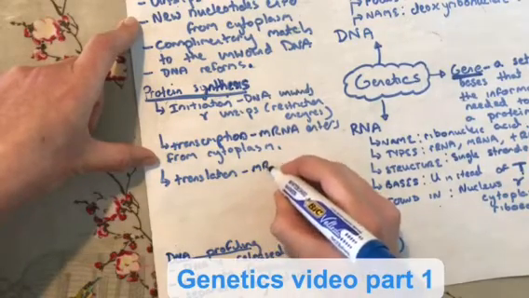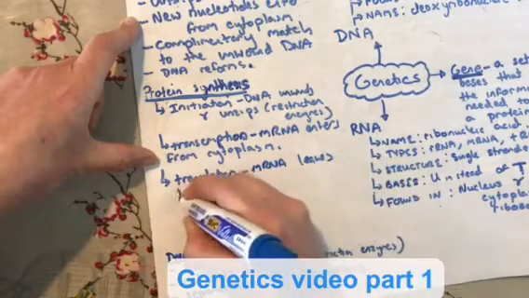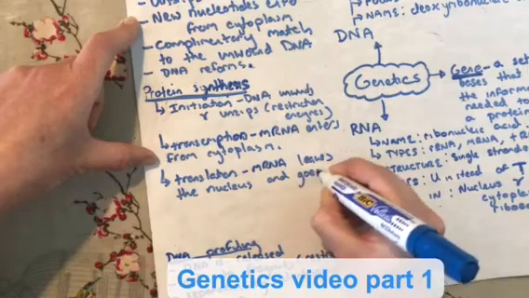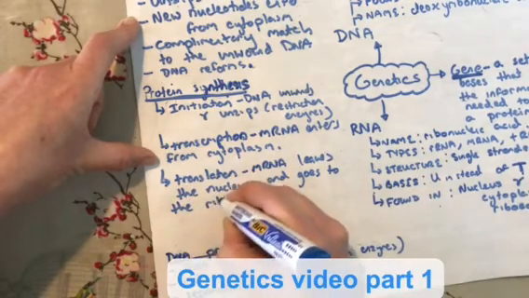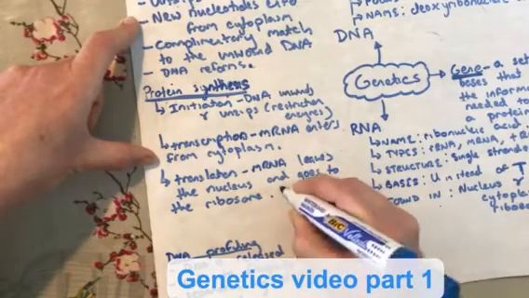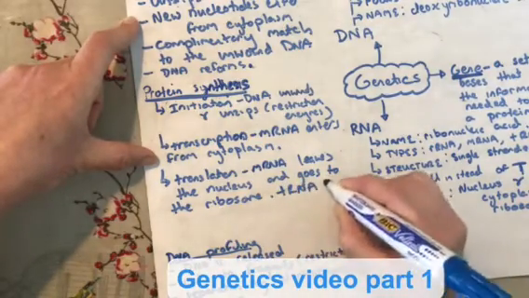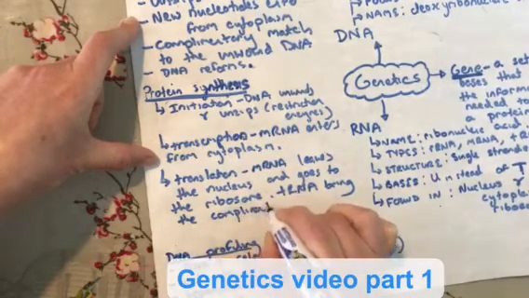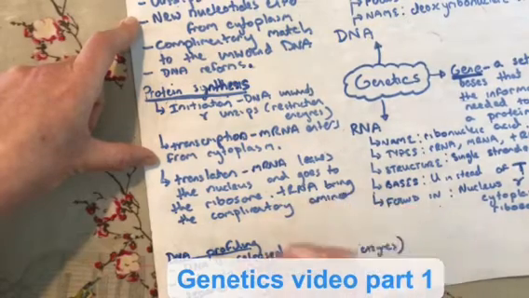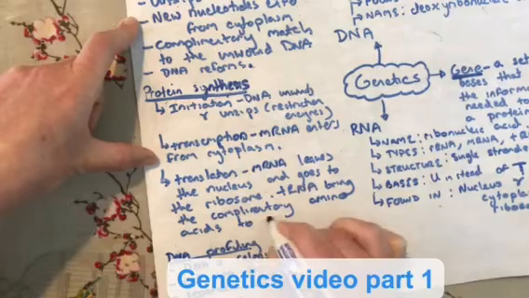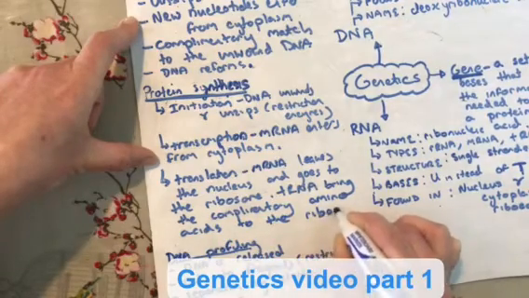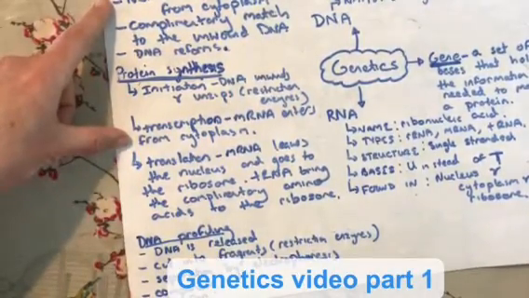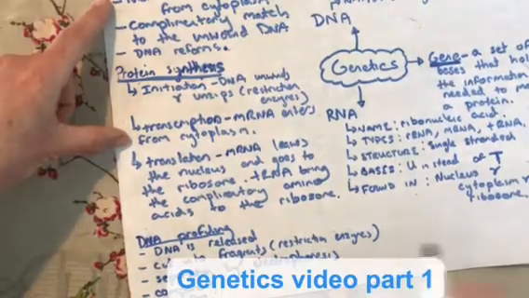Then for translation, your mRNA leaves the nucleus and goes to the ribosome. Okay, and that's where your tRNA, your transfer RNA, brings the complementary amino acids to the ribosome, which then synthesizes your protein, which is going to have an effect, for example, on your freckles or your hair color or your eye color. Okay, so let's go through that again.